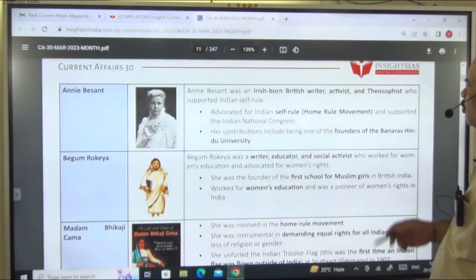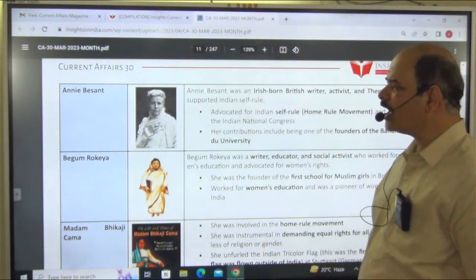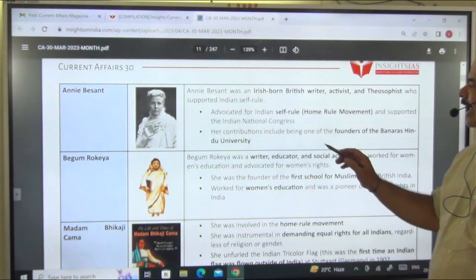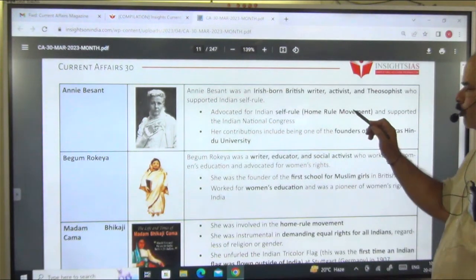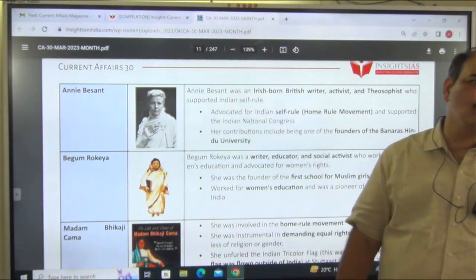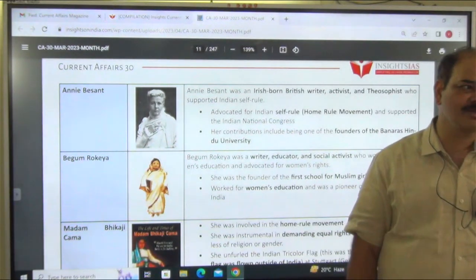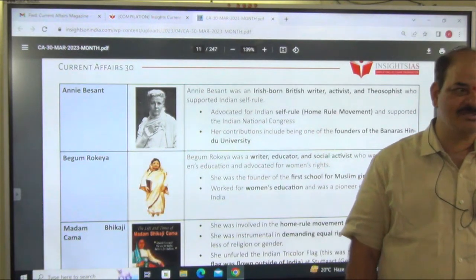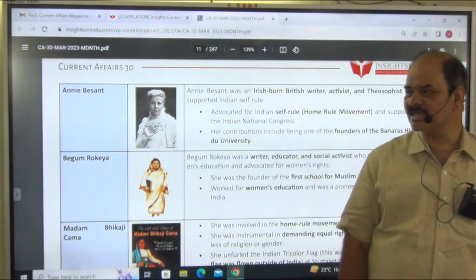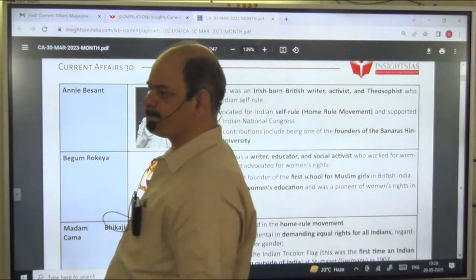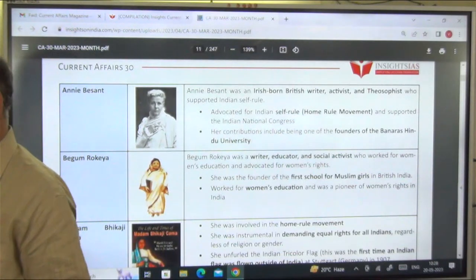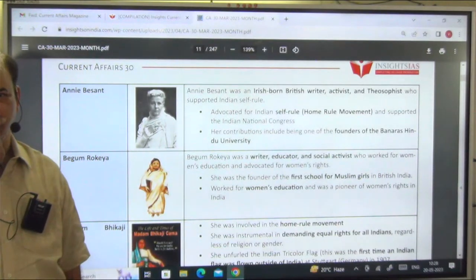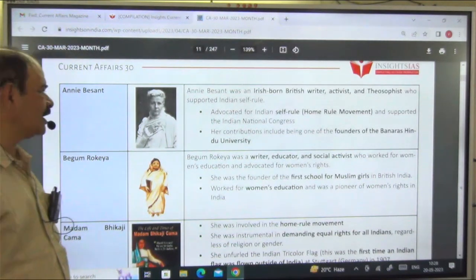Now, you know about Annie Besant, an Irish-born British writer, activist, and theosophist, who advocated for Indian self-rule, the Home Rule movement. We have discussed in which year the Home Rule movement was started. September 1916. Before that you have Tilak's Indian Home Rule League, April. Don't get confused.